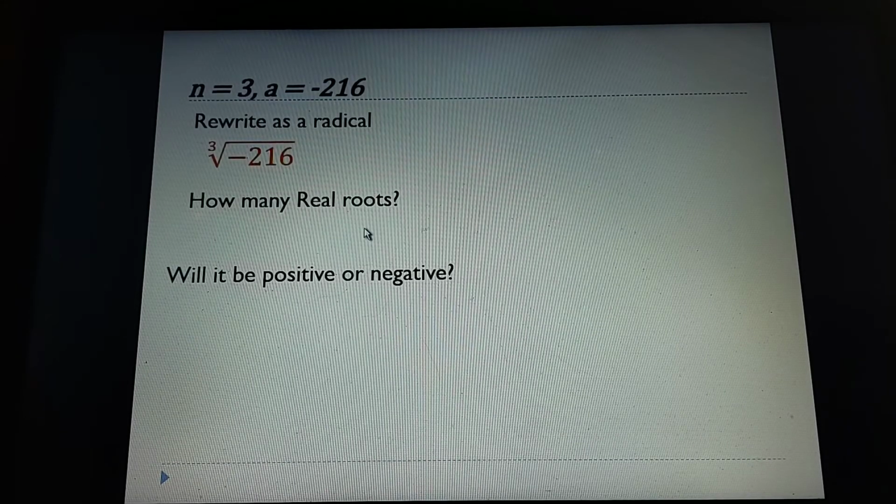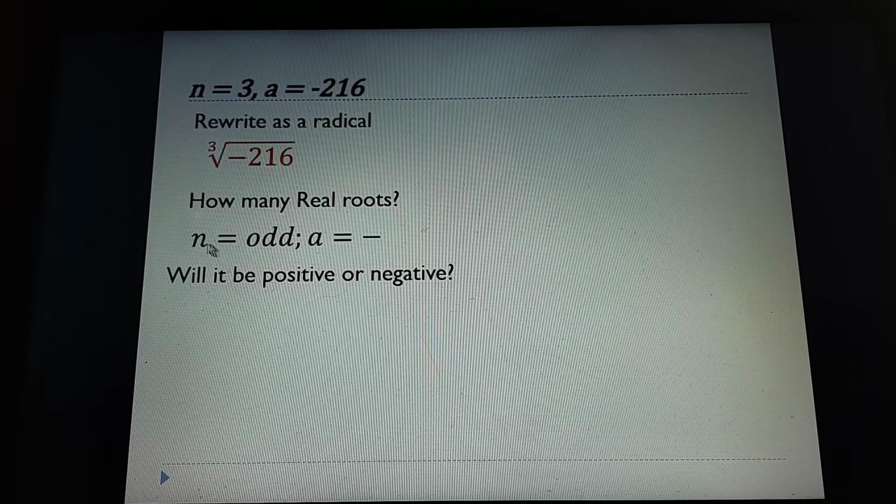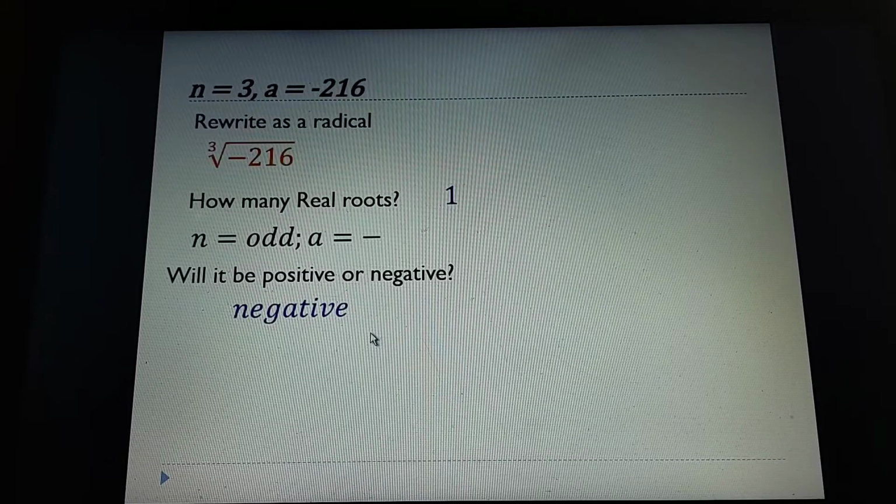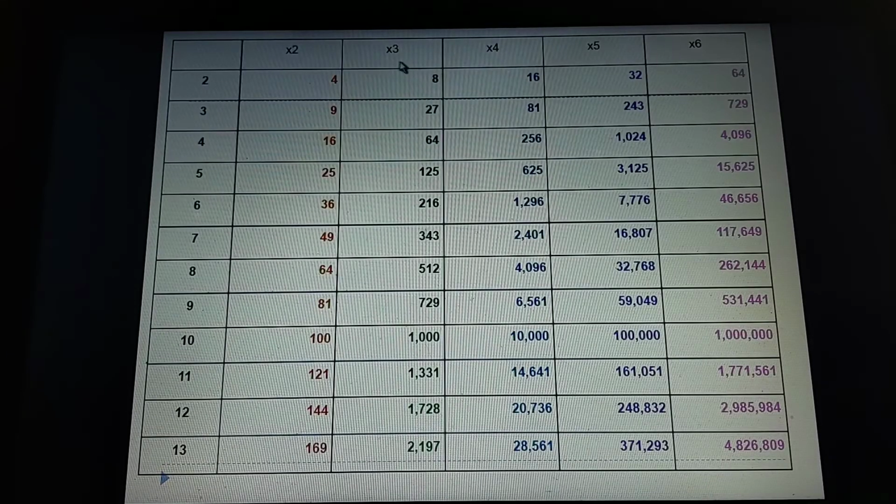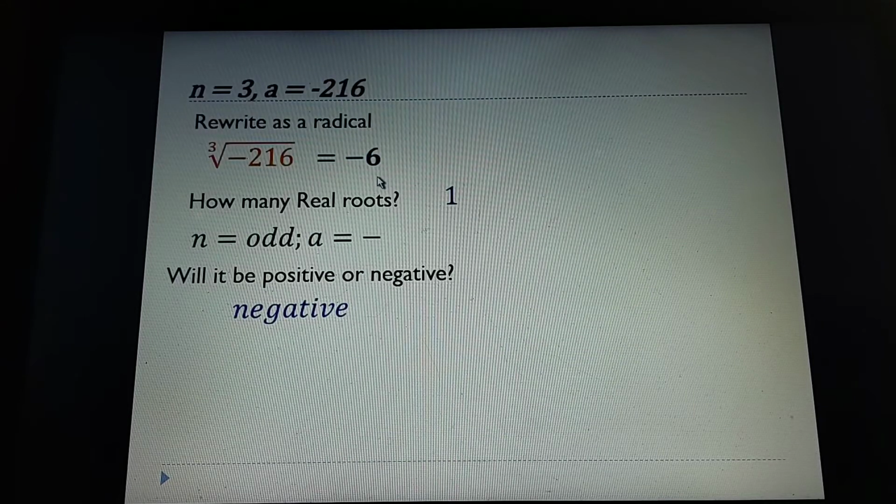Now we're going to analyze how many real roots it is going to have, which means we look at whether the index is odd or even, and whether the radicand is positive or negative. From the last few slides, when the index is odd, we're always going to have one real root. And that real root will match the sign of the radicand, so that root will be negative. Now we go over to our perfect squares and more paper. We've got the third root, so we look under our x cubed. Find 216. Come over, we get 6. So the answer is negative 6.